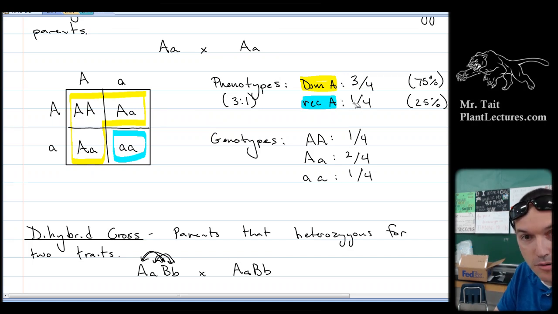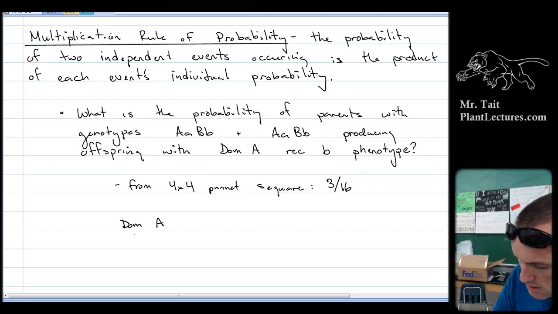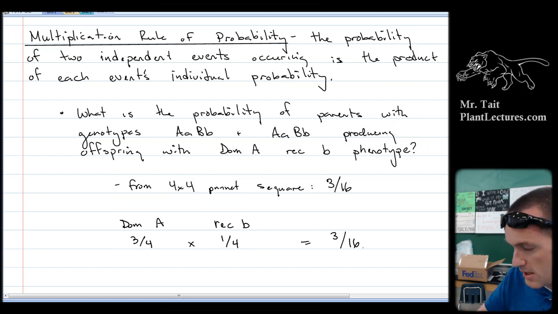So we can break down a dihybrid cross into 2 monohybrid crosses. So we can say that the probability that you'd be dominant for A is 3 out of 4. And the probability that you're recessive for B is 1 out of 4. So the probability that you are dominant for A and recessive for B, 3 times 1 is 3. 4 times 4, 16, is 3/16. Right? Let's take it a step further.